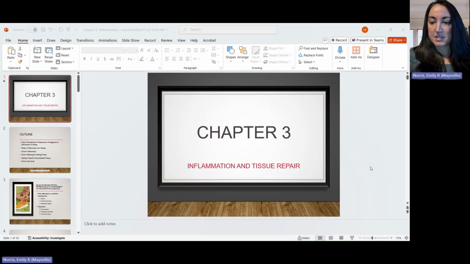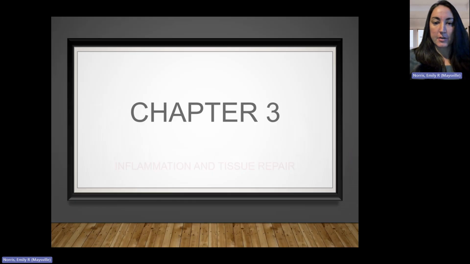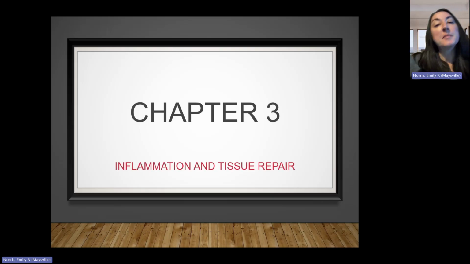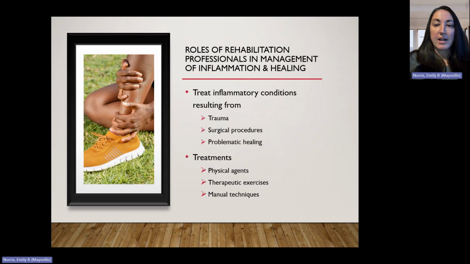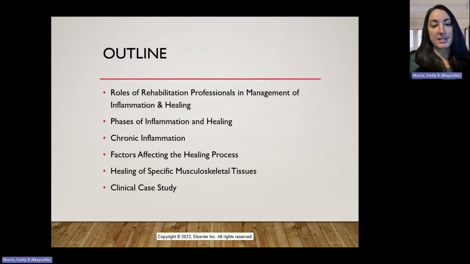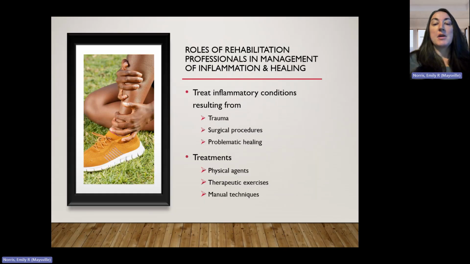So this is chapter 3. This is the last chapter we're covering in this lecture. I'll go to full screen. Okay, here we go. And we're talking about inflammation and tissue repair. There's our outline. Hold it on there for a second so at least you can see it. So our roles of rehab professional in managing inflammation and healing.